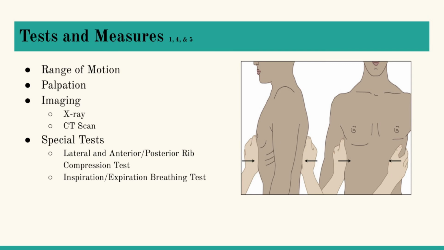Then we have special tests like the lateral and anterior posterior rib compression test, which can help assess the mechanical functions of the ribs, with any pain that the patient may note indicating the possibility of a rib fracture, rib contusion, or costochondral separation. And then we also have the inspiration, expiration breathing test, which helps evaluate the movement of the ribs during respiration. So any rapid or shallow breathing and or pain that they have while breathing can also indicate a rib fracture. And these two tests are just essential for differentiating rib dysfunction from other conditions that affect the thoracic spine.